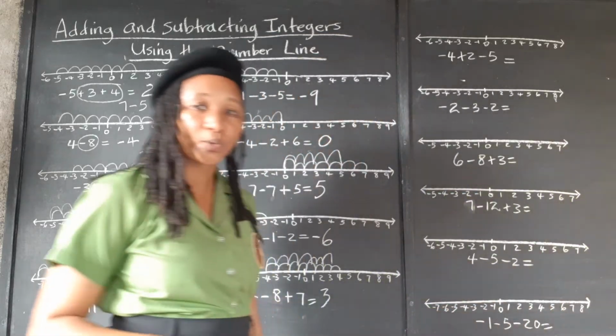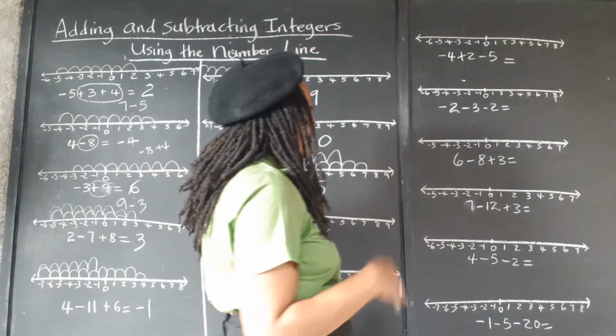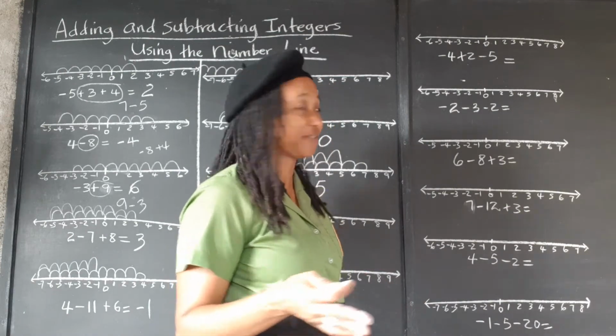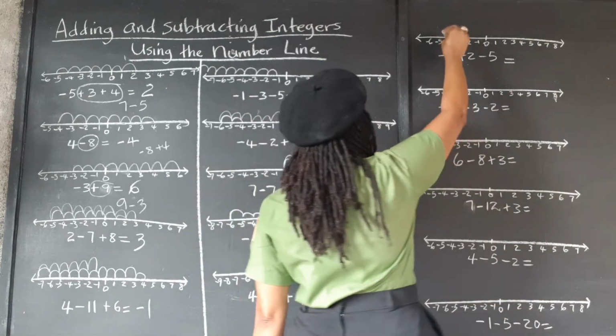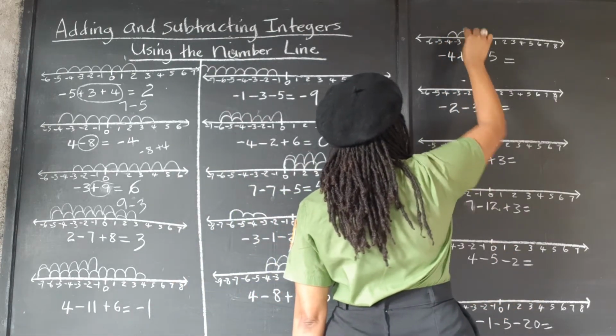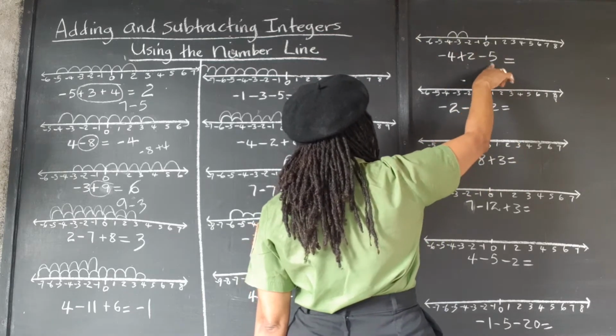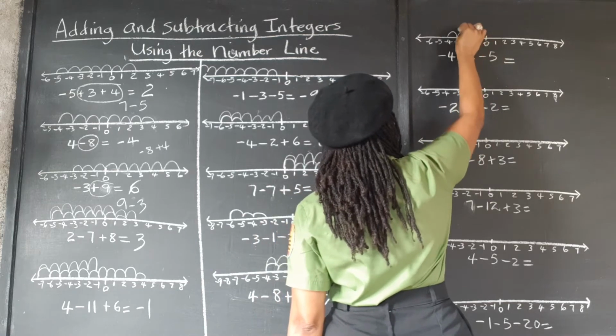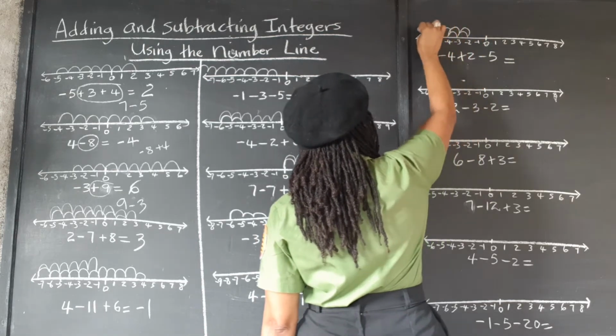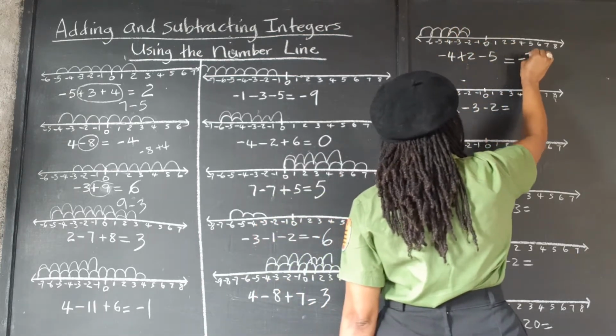Alright, so let's do this quickly then. So we have negative 4 plus 2 minus 5, right? Negative 4, move 2 places to the right because we're adding 2. And then back to the left, we're subtracting 5. Back to the left, 5 places. 1, 2, 3, 4, 5 will take us to negative 7.